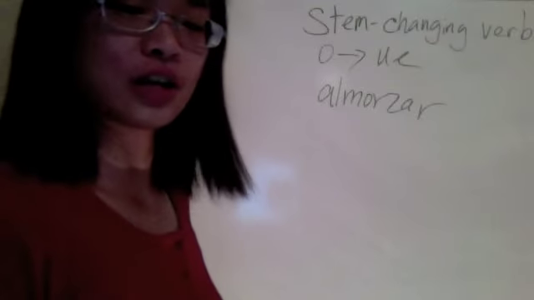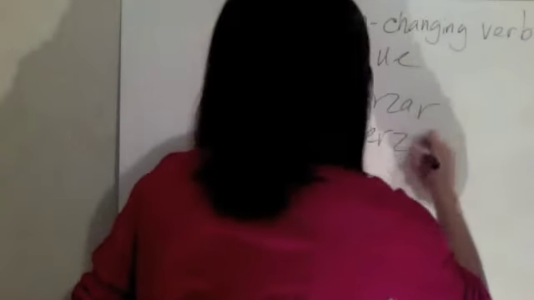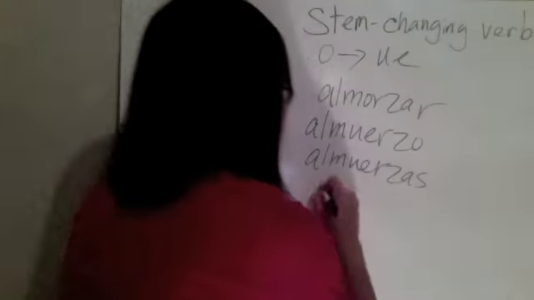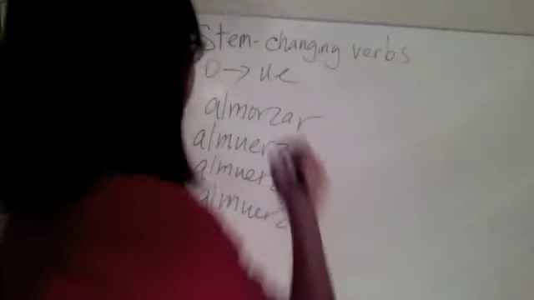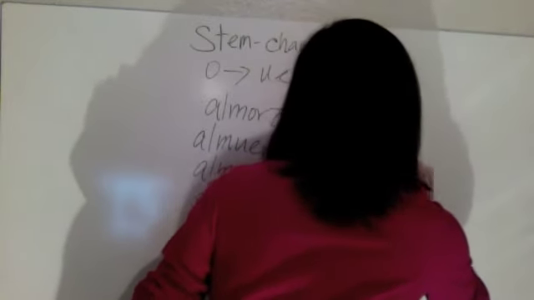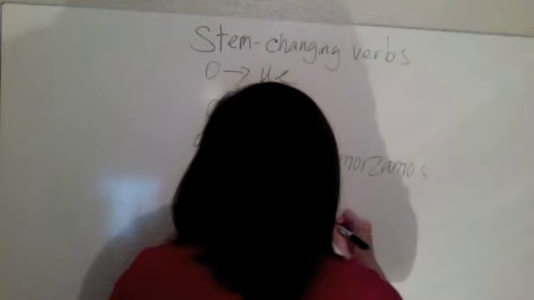The second type is O to UE. The verb we're going to practice is almorzar, to have lunch. Again, feel free to pause and conjugate on your own. Yo almuerzo, tú almuerzas, él, ella, usted almuerza, nosotros, ojo, almorzamos, ellos, ellas, ustedes.